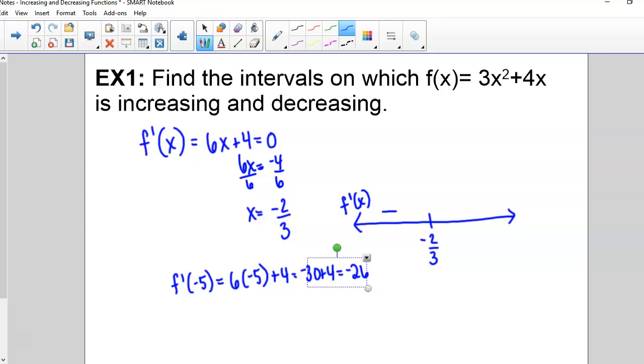And I could have used any number. I could have used negative 1, negative 4, negative 7, negative 1,000. I could have used negative 7 over 3, but it just makes it a little bit tougher to do the problem if you pick something like that. So I know that it's negative here.